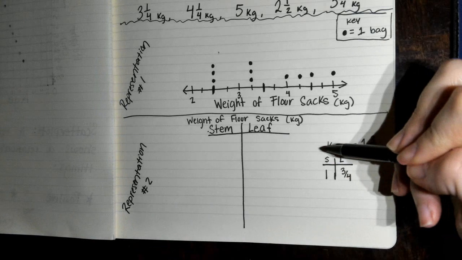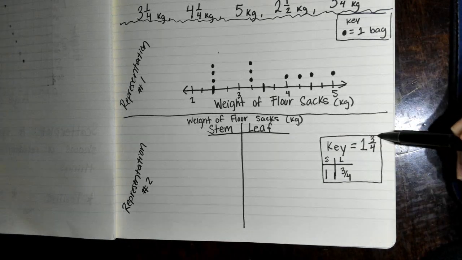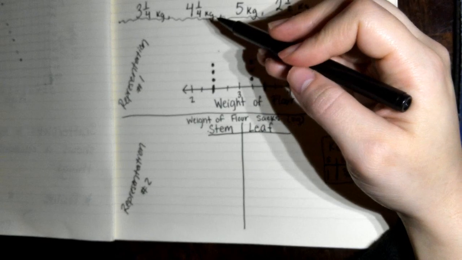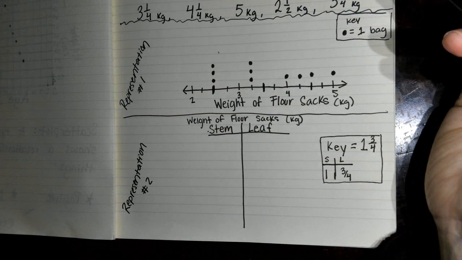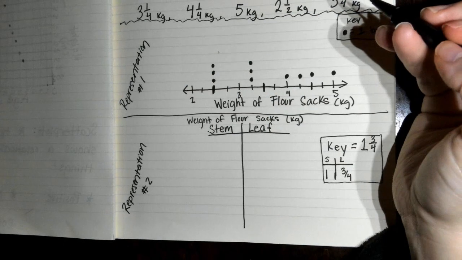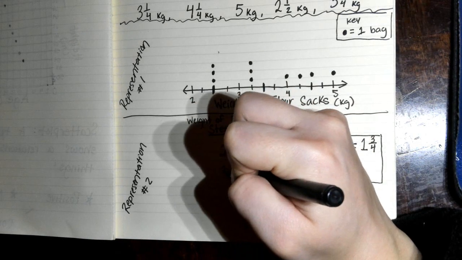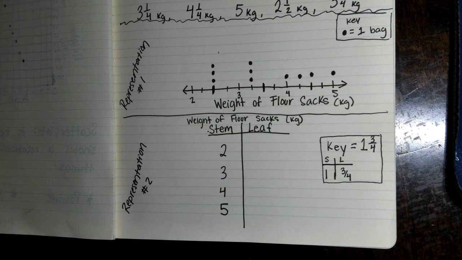Okay. Now that we have that done, let's get going. Honestly, I can use the data from my dot plot and go up here. It's just the same data again. We know our whole numbers. We didn't have any whole numbers of 0, none of 1. It starts at 2. There was a 3, a 4, and a 5. Okay?